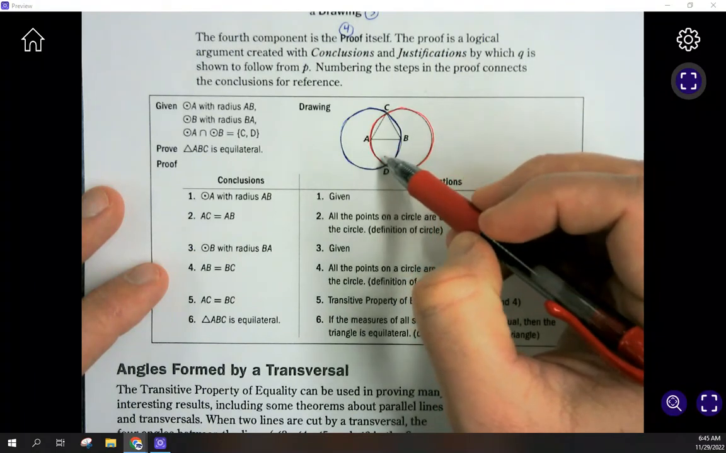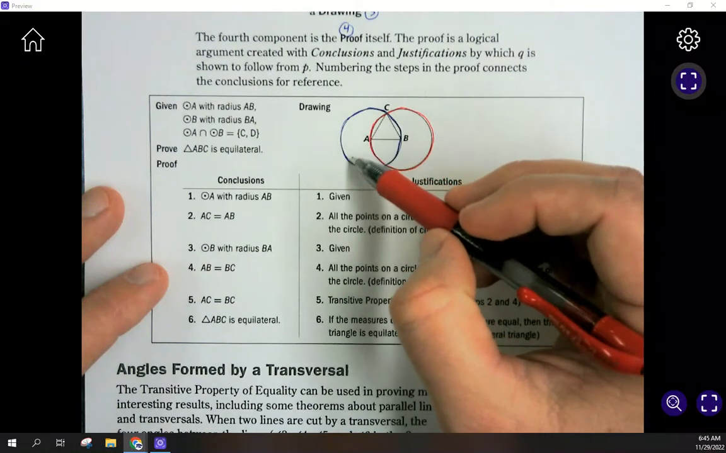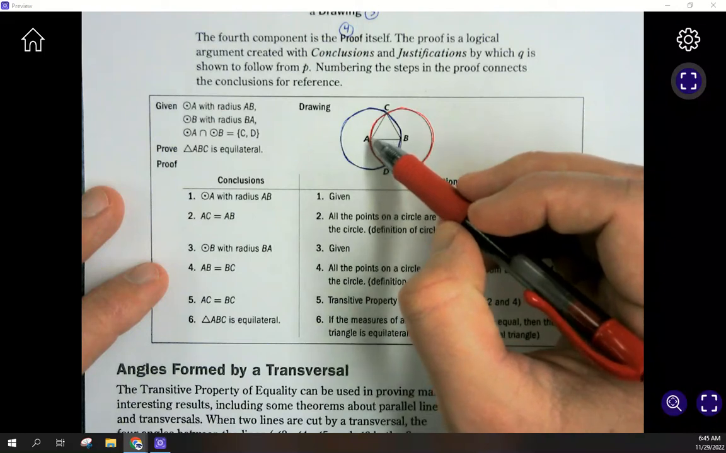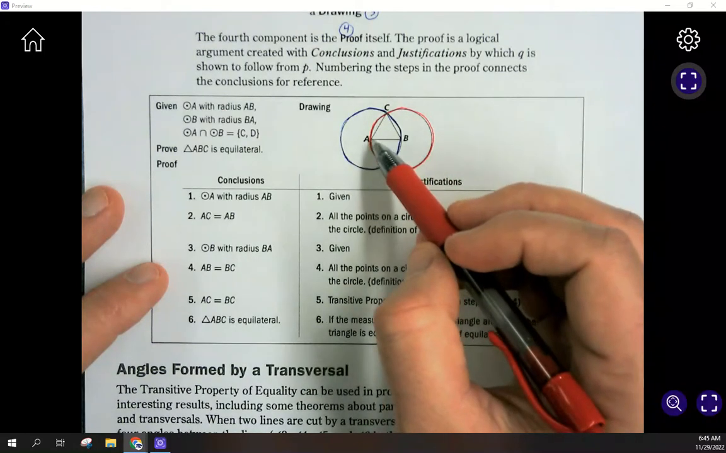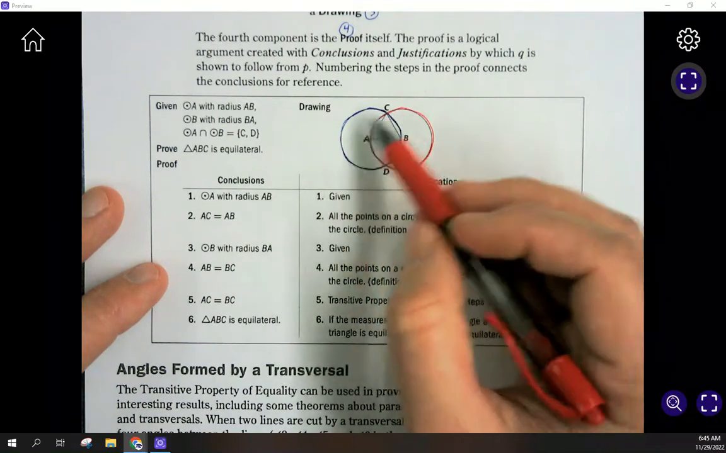The distance from the center to the outside in any direction is called the radius, and it's equal everywhere we go. So from A to C is going to be the same as from A to B, because both of those represent the radius of circle A.